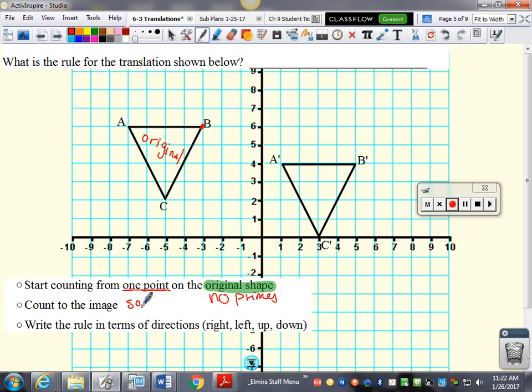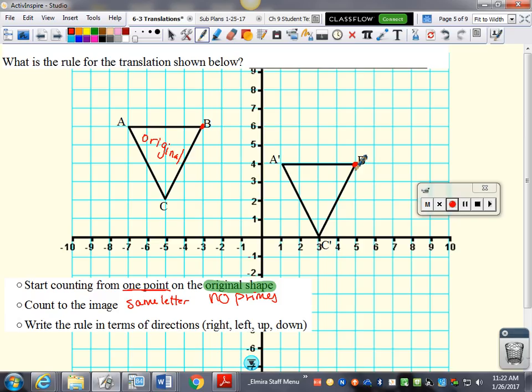Now be careful, make sure you're going to the same letter. Don't count from B to A prime, okay? They're not the same letter. You want to count to the same, another way of saying it that's more proper would be the corresponding point on the image. Okay, so if I'm starting at B, my goal would be to end up at B prime because they're the corresponding points.